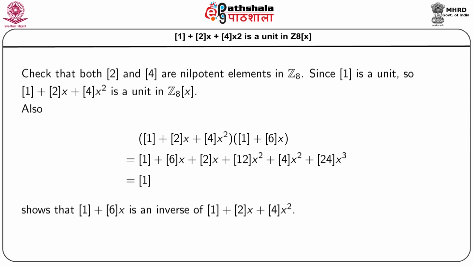Using 2 and 4 we can construct infinitely many units in Z8[x]. For example, here I have considered 1 plus 2x plus 4x squared. It is easy to see that this is a unit having multiplicative inverse 1 plus.